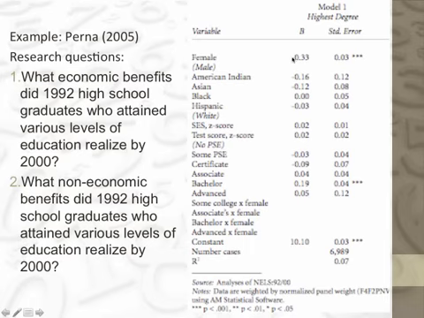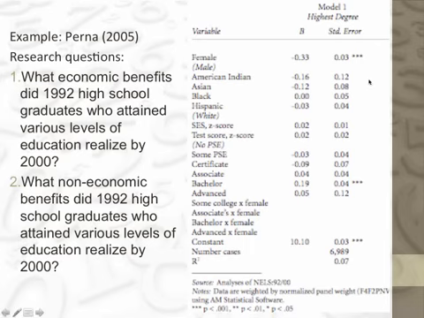When we want to understand the specific magnitude or direction of that difference, we look under the B column here. Because we can see a negative sign, next to female is negative 0.033, that tells us that compared to males, females have lower incomes among the high school graduates of 1992. And that's a statistically significant relationship.